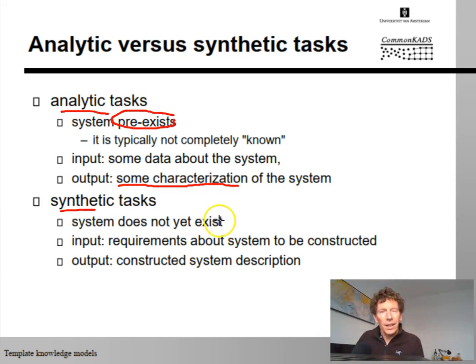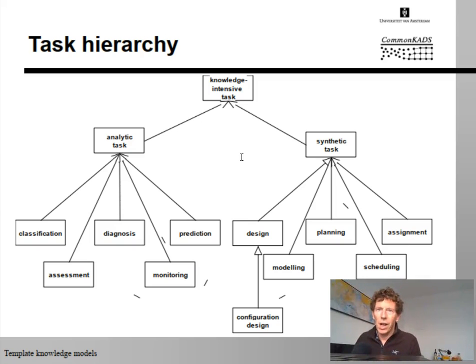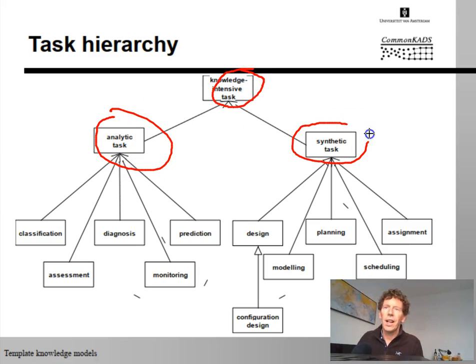And a synthetic task is about something that doesn't yet exist, and we're trying to construct a description of the thing that doesn't exist. So that sounds fairly abstract, but we can make this fairly concrete by looking at the actual hierarchy. So here is the hierarchy of all tasks, and all tasks are split up into analytic tasks and synthetic tasks. Now, analytic tasks are about things that exist and we're trying to somehow find out something about them.